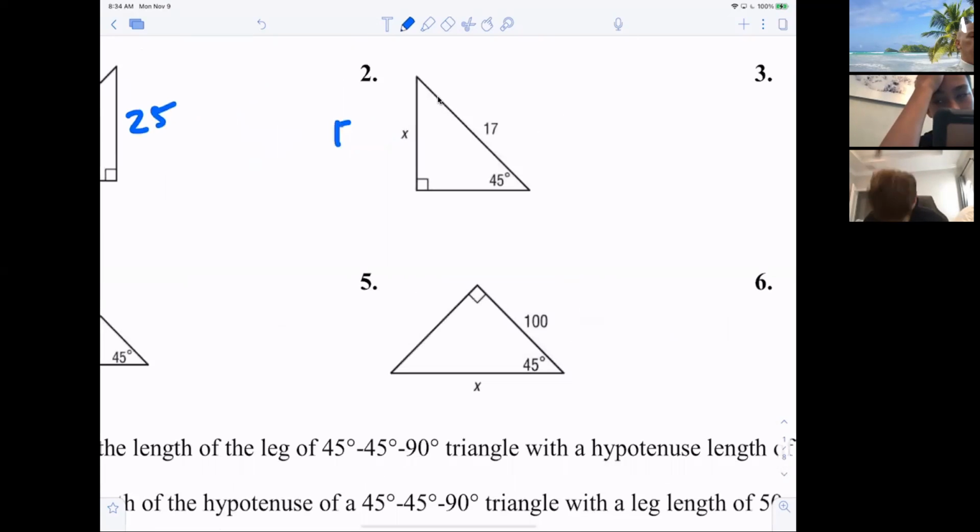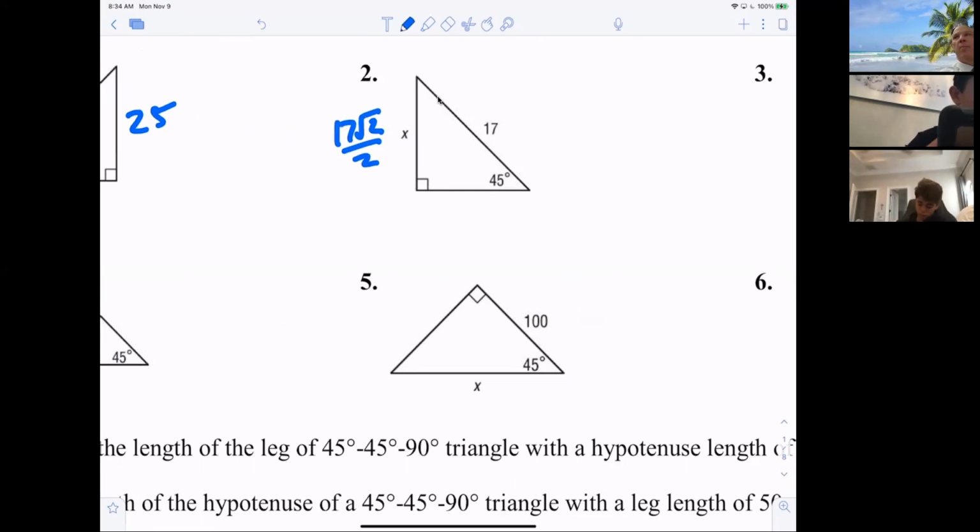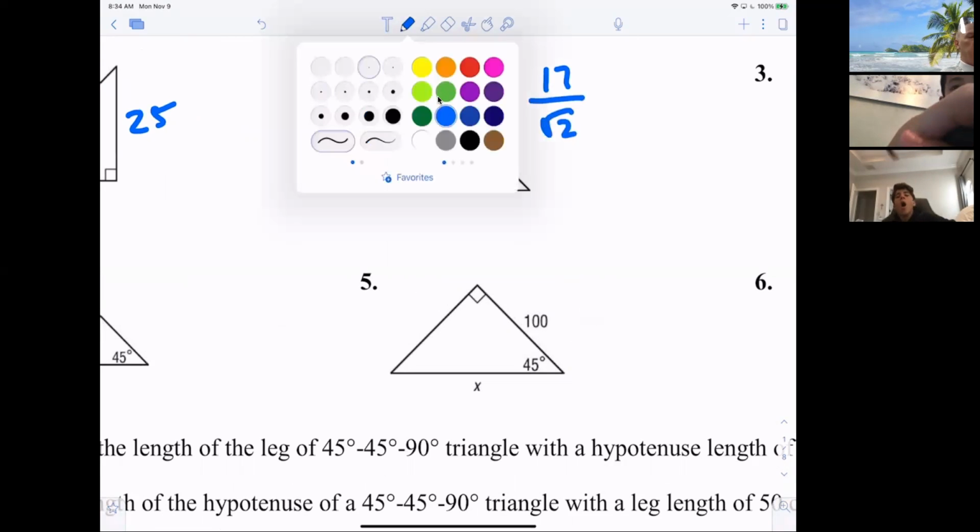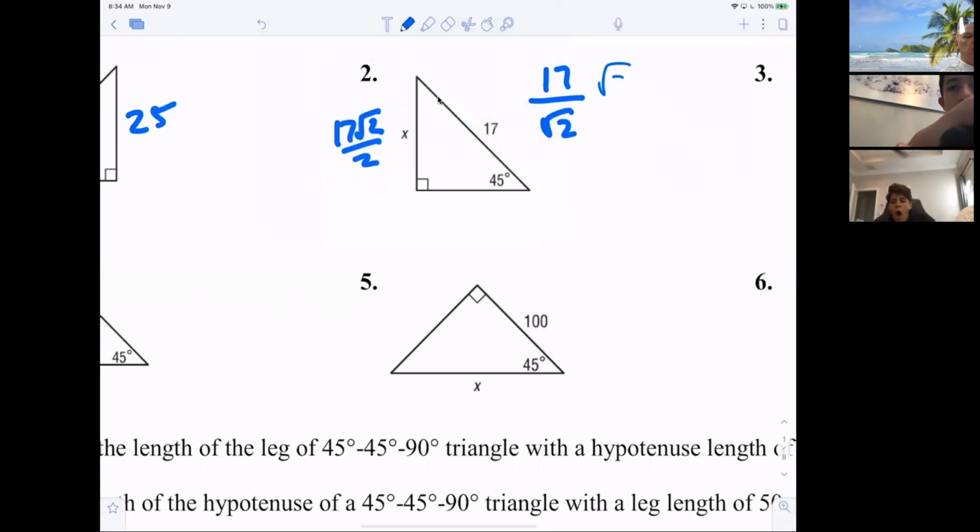Thank you. 17 radical 2 over 2. Why is that? Because to get from the hypotenuse to the leg, I do what? Divide by radical 2. So we're going to review 17 divided by radical 2. And now I have to do what? Yeah, multiply the numerator and denominator by radical 2. And we're going to say 17 radical 2.